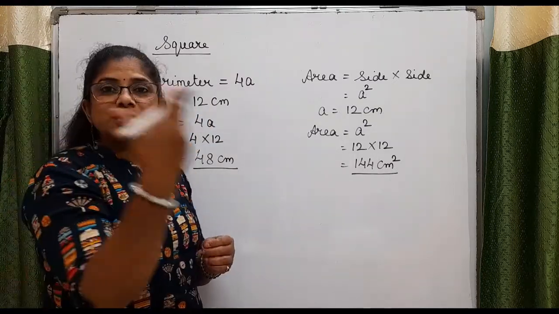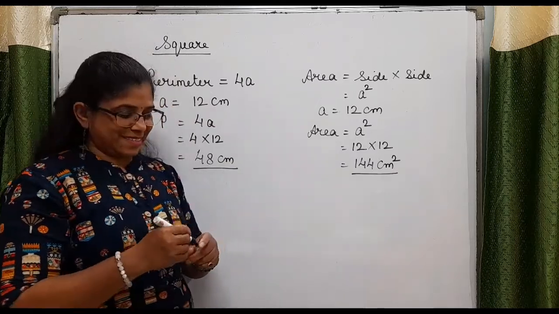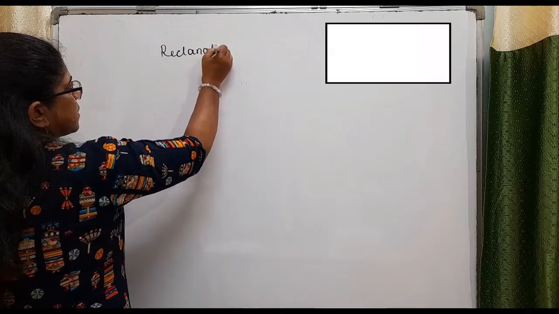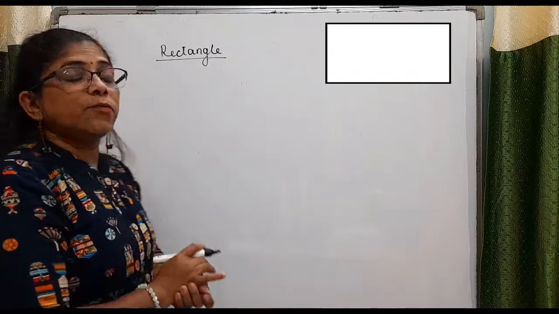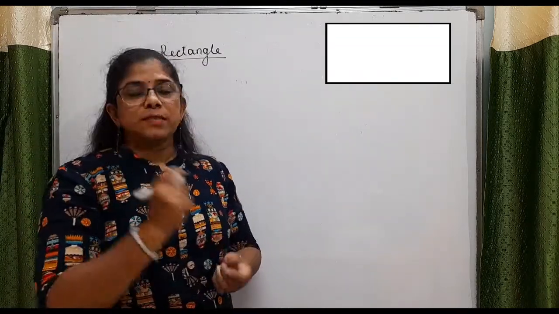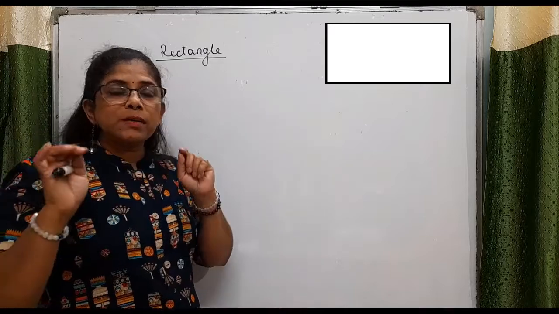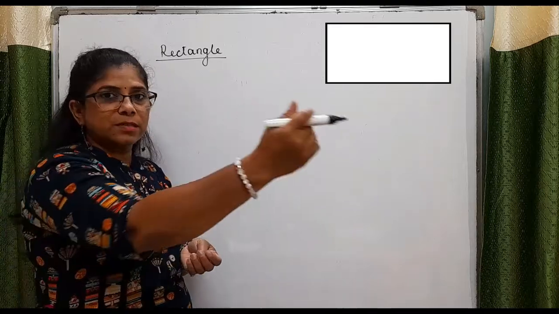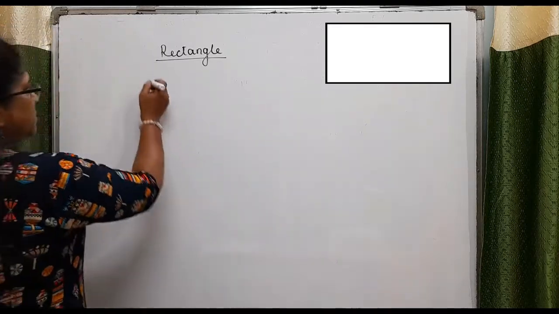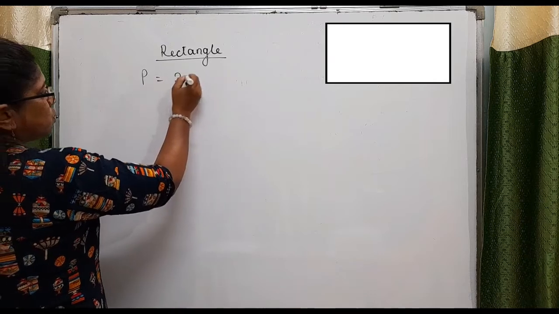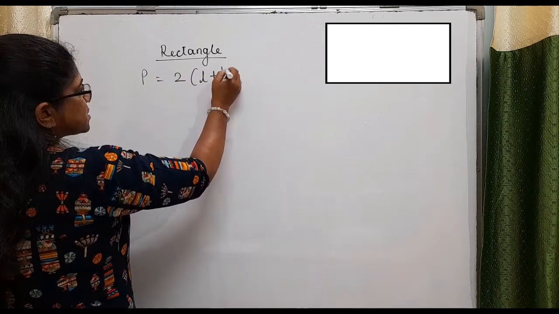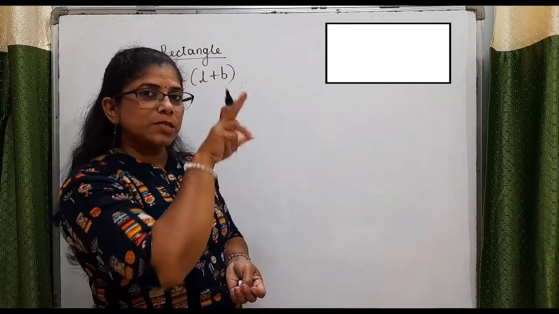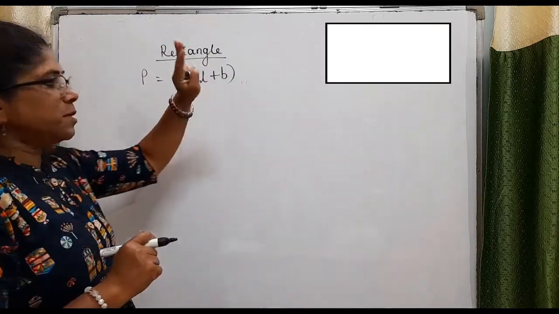Now let's move to the next 2D figure, that is rectangle. Rectangle is also a four-sided figure where opposite sides are equal. In rectangle, the longer side is called as length and the shorter side is called as width or breadth. So we have two dimensions, that is length and width here. So the perimeter of the rectangle is 2 into (L plus B). Twice of length plus width. So 2(L plus B) is the perimeter of the rectangle.